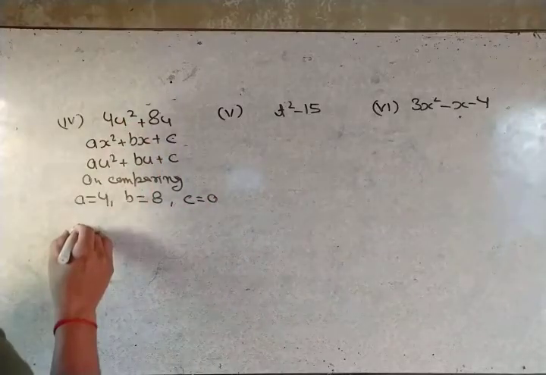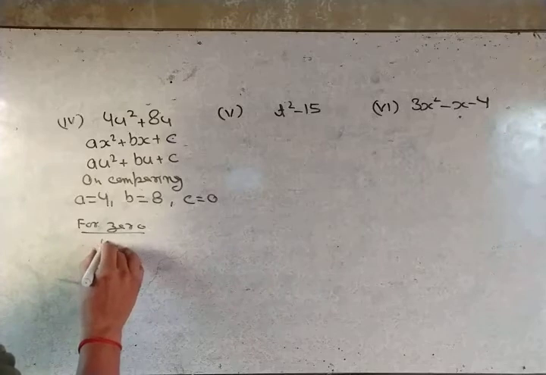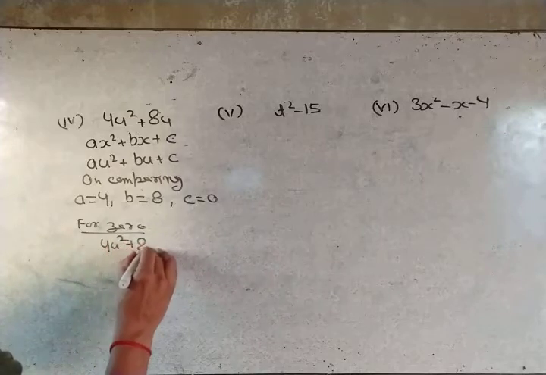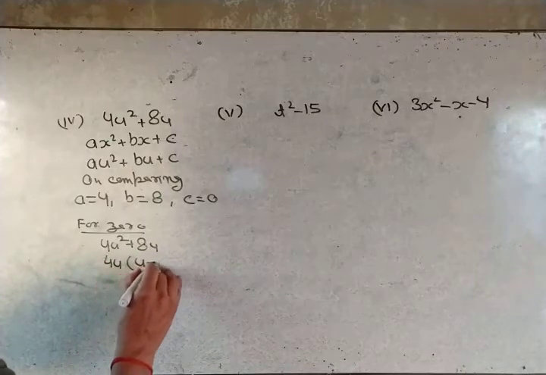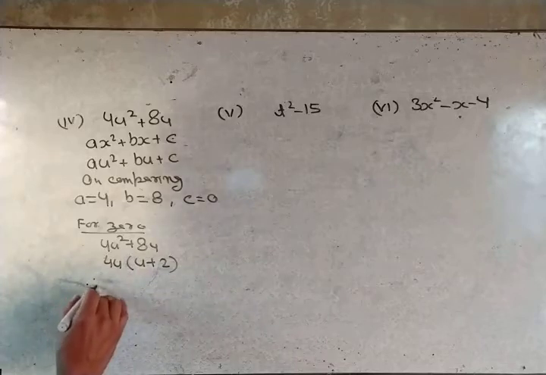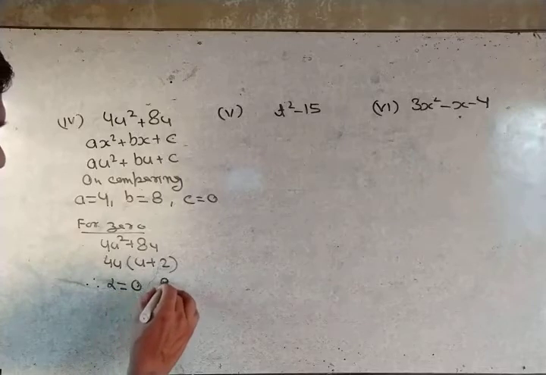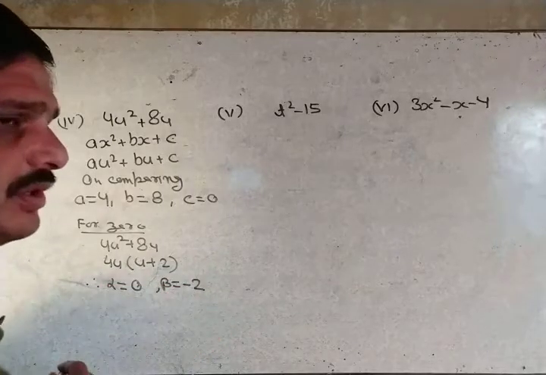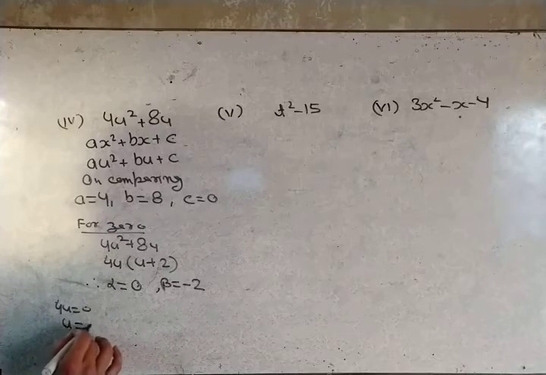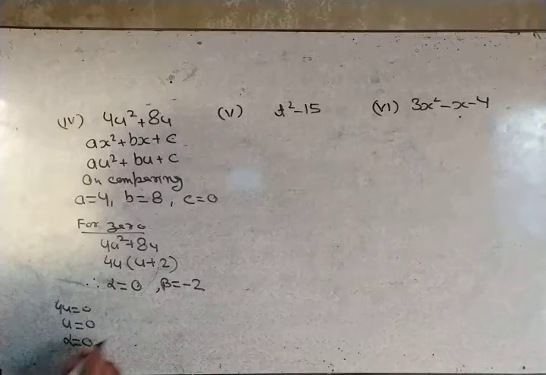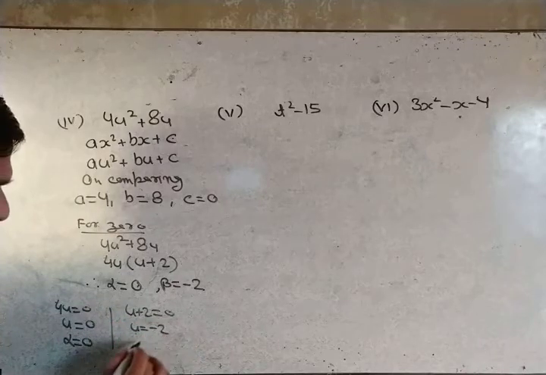So for the zeros of the polynomial 4u square plus 8u, you will take 4u common, and therefore alpha is 0 while beta is minus 2. When you put 4u equal to 0, u is 0, therefore alpha is 0. While when you put u plus 2 equal to 0, u is minus 2.